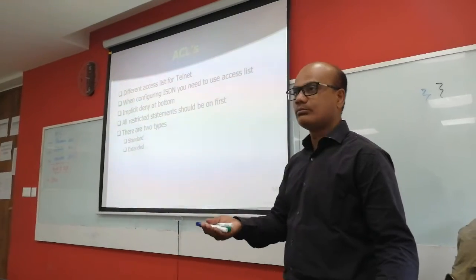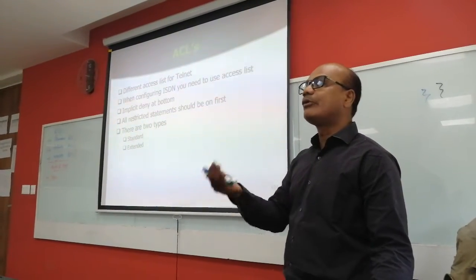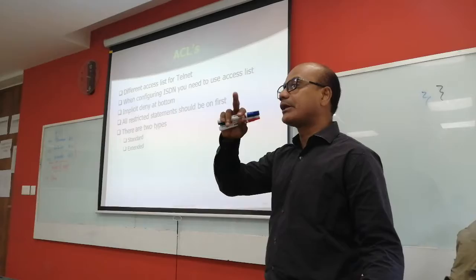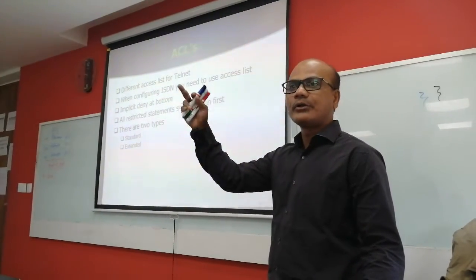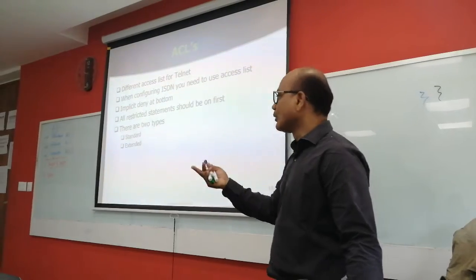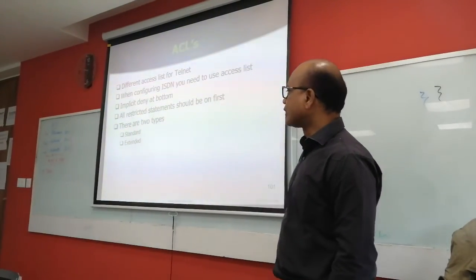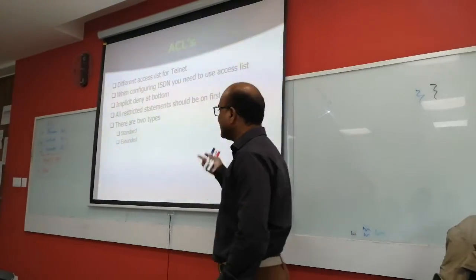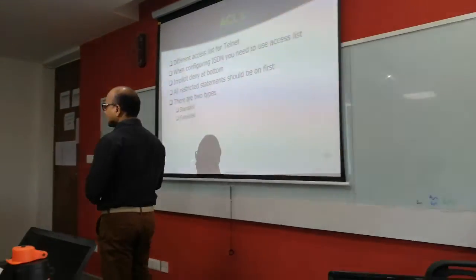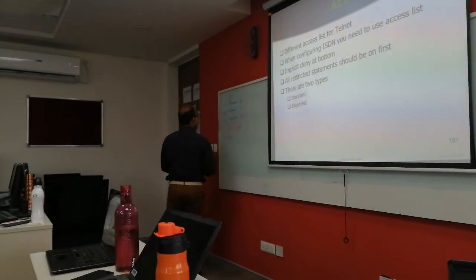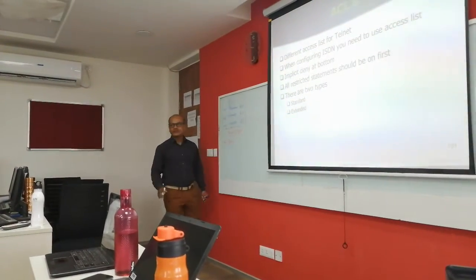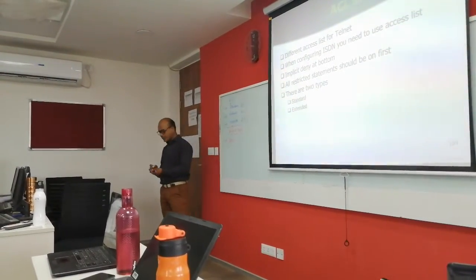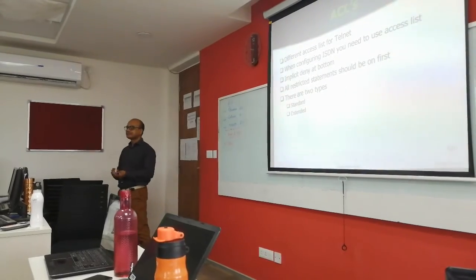What are you going to do? It is the same as how we create DHCP, right? First we create the pool, then we have to give the access list number. I'll tell you the number range. Then we have two types of access list, as I told you: standard access list and extended access list. Keep in mind, we need to learn all these three points. It is very important for better understanding your access list.